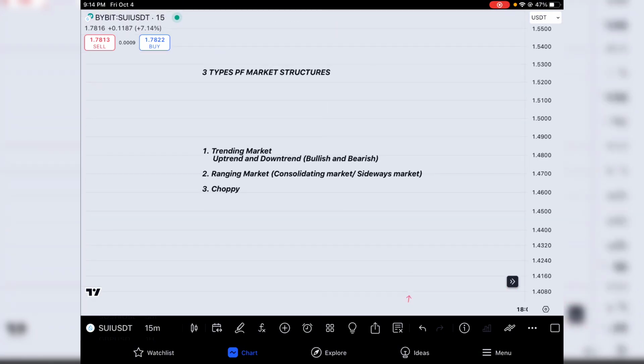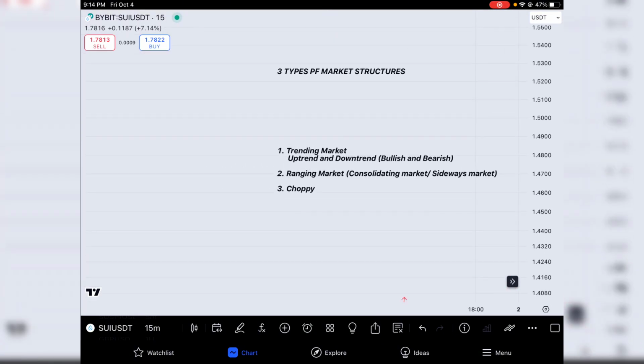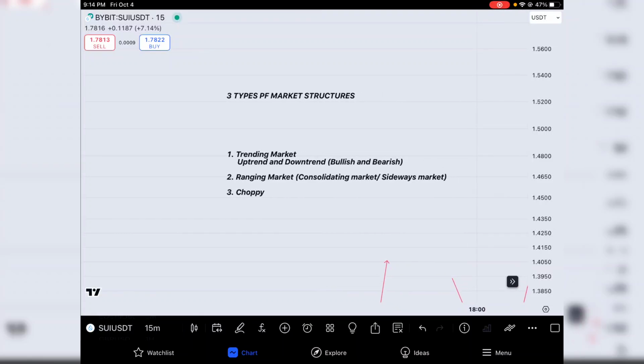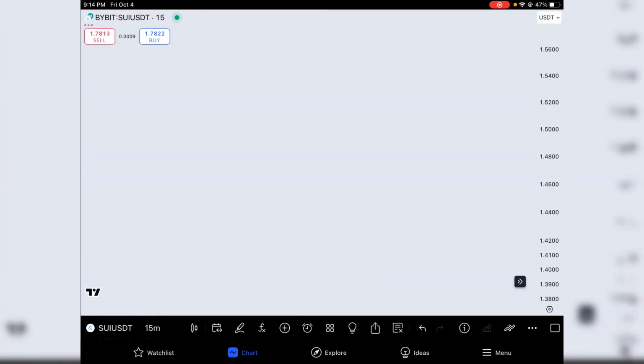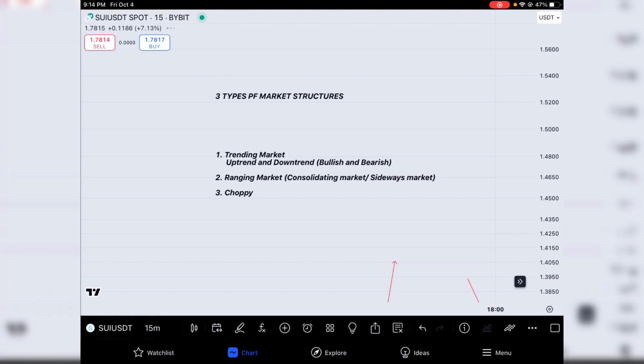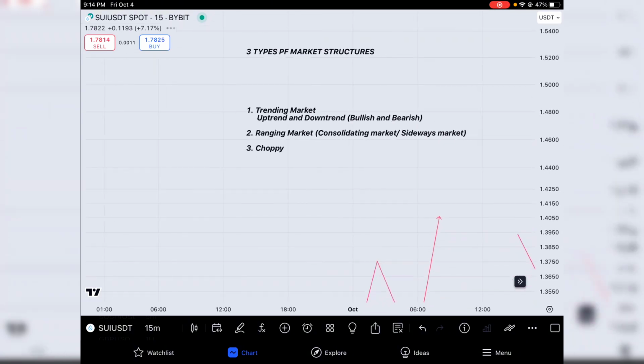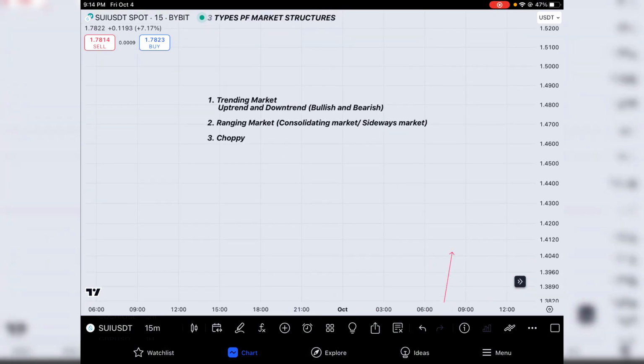So we have three types of market. The first is the trending market. And we have two types of trending market. We have the uptrend, meaning that the market is trending upwards, or the downtrend, meaning that the market is trending downwards. Uptrend can also be called bullish, and downtrend can also be called bearish. So if you hear me say the market is bearish, just know that I still mean downtrend. If you hear me say the market is bullish, just understand that I'm saying uptrend.